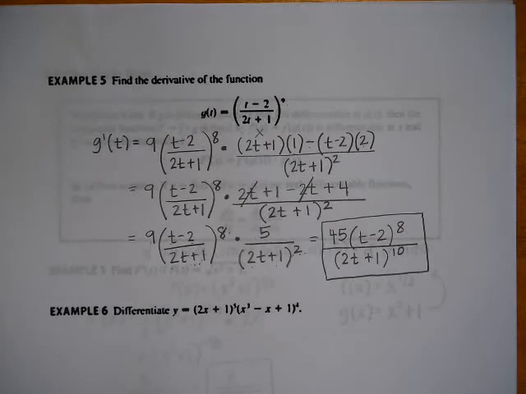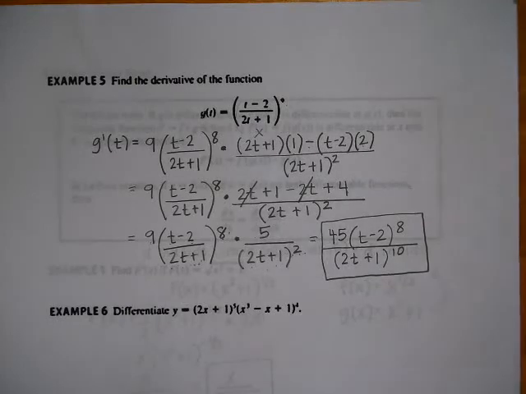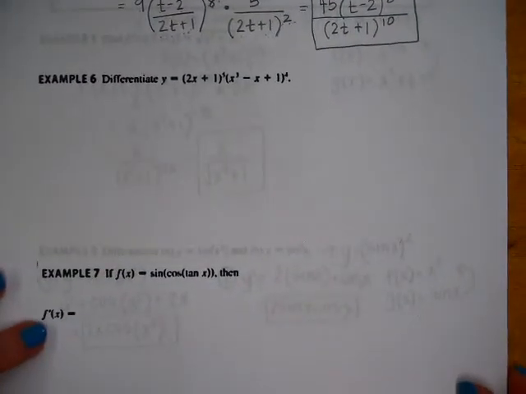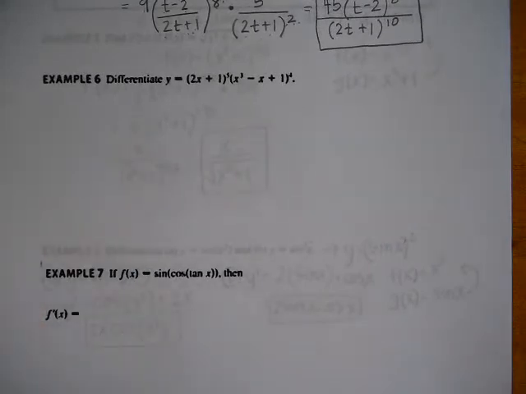So that is example 5 using the chain rule and the quotient rule. On example 6, we are going to do the chain rule and the product rule. Okay?